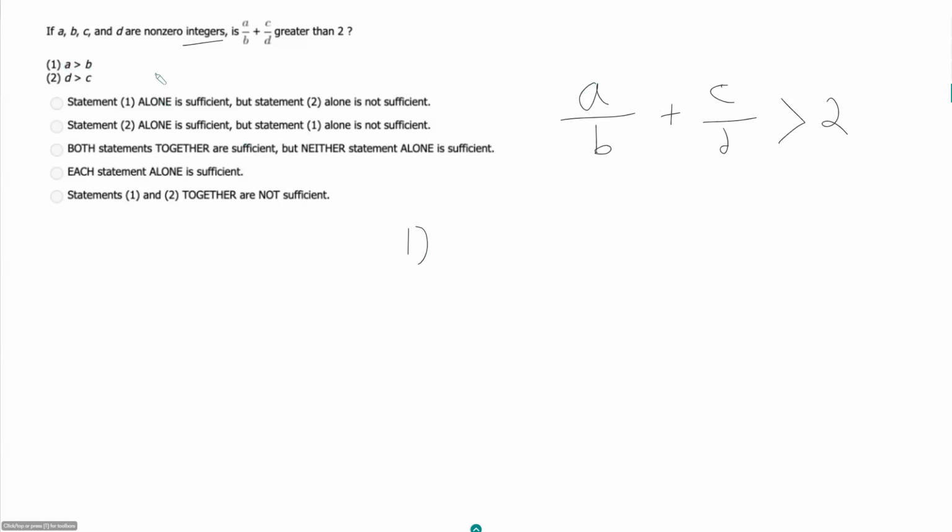So what is this really saying? If a is greater than b and a is over b here, this just means a over b is going to be greater than 1, but we don't know how much greater. So we could have 3 over 1, and that would already put us over 2, or we could have 4 over 3, which would put us at 1 and 1/3, which we would still then need to know something about c over d, so insufficient.